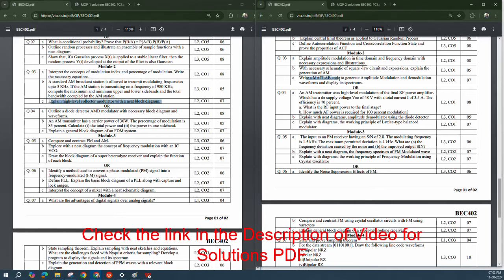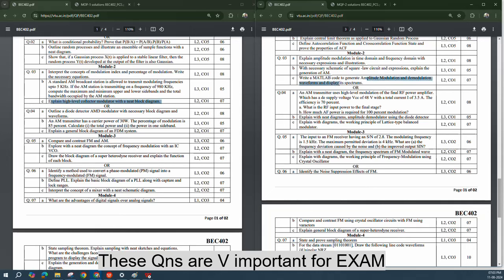And here, write a MATLAB program to generate AM signal and demodulation of waveforms and to display its spectrum is asked. Coming to fourth question, outline the diode detector, AM demodulator with necessary block diagram and waveforms. And then there is a problem again to calculate the total power and power in one sideband and generate block diagram for an FDM system.